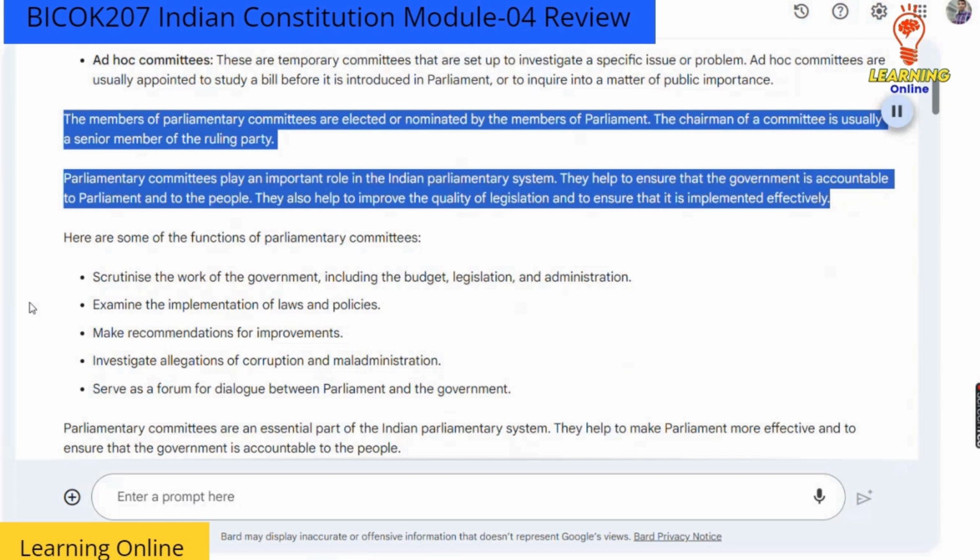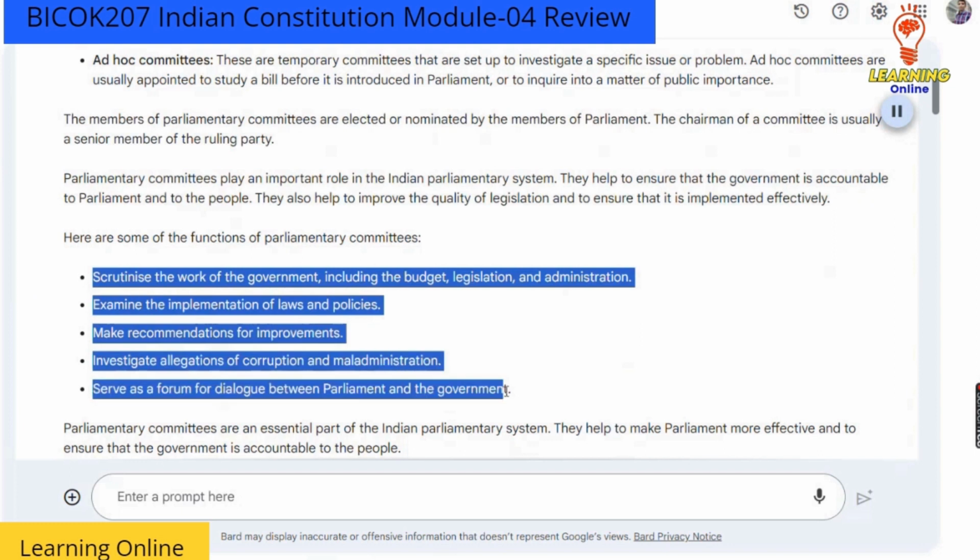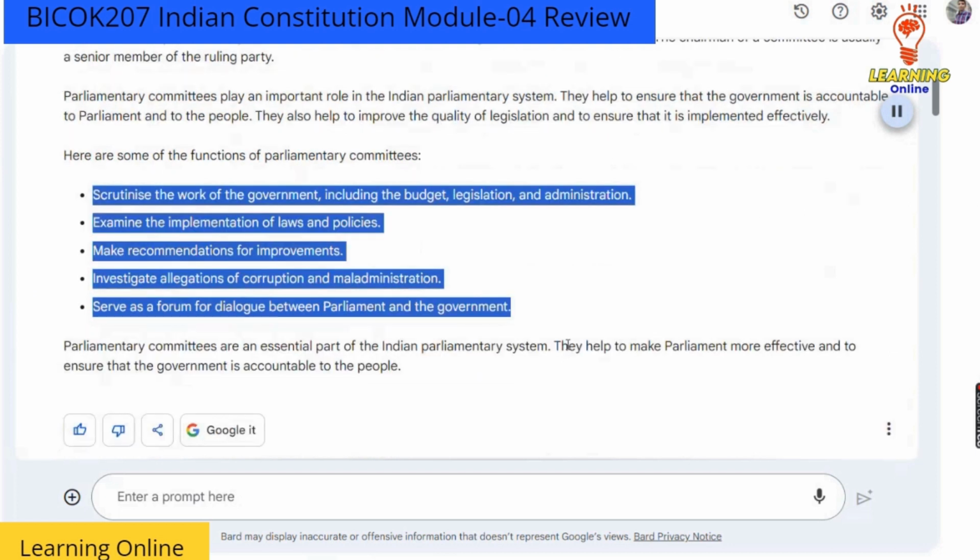Parliamentary committees play an important role in the Indian parliamentary system. They help to ensure that the government is accountable to Parliament and to the people. They also help to improve the quality of legislation and to ensure that it is implemented effectively. Here are some of the functions of parliamentary committees.